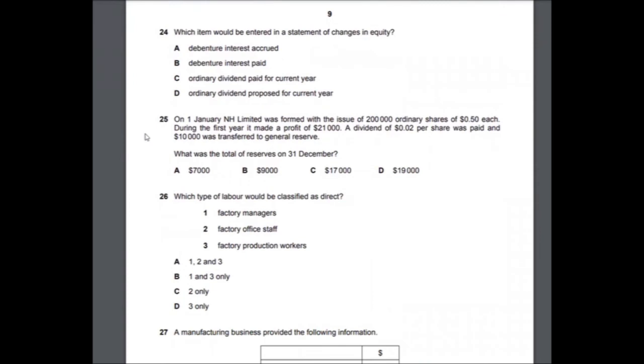Multiple choice 24, which item would be entered in a statement of changes in equity? That is ordinary dividend paid for the current year. Again, easy question. 24, option C is the correct answer.